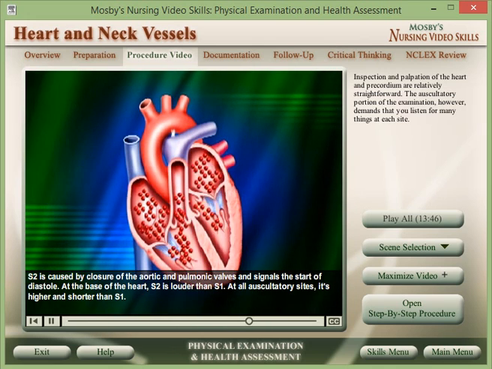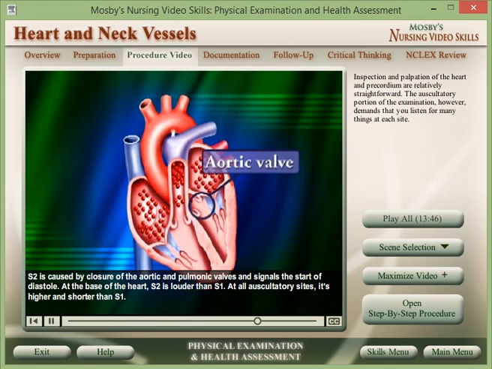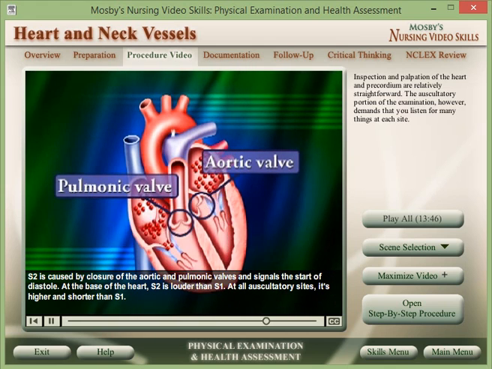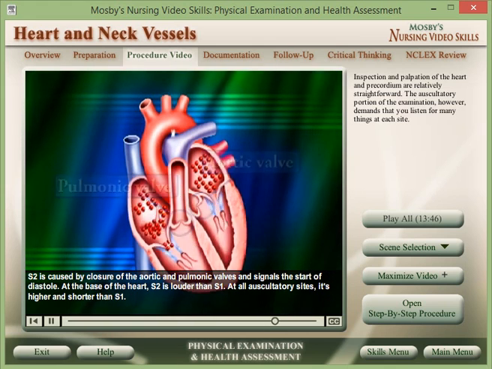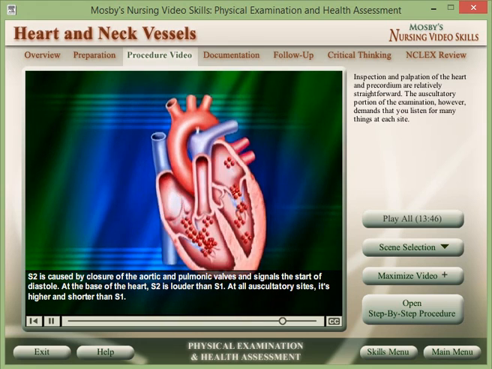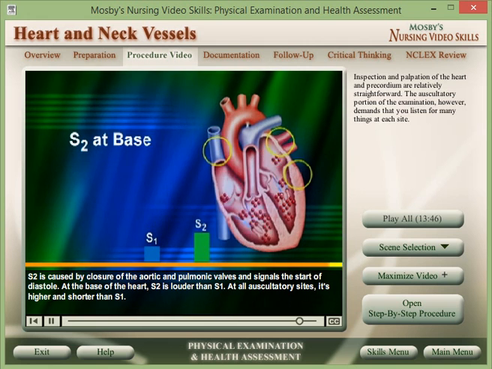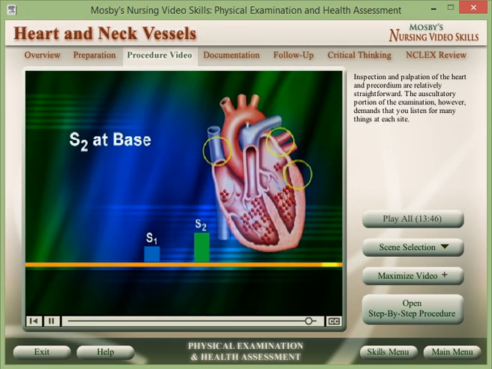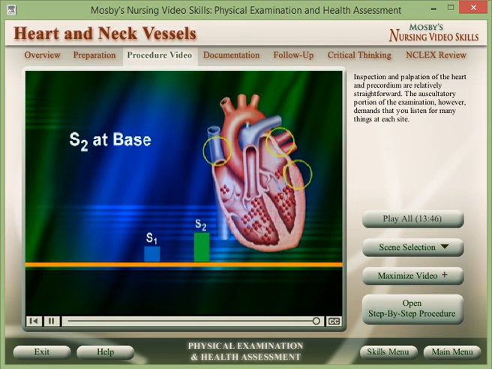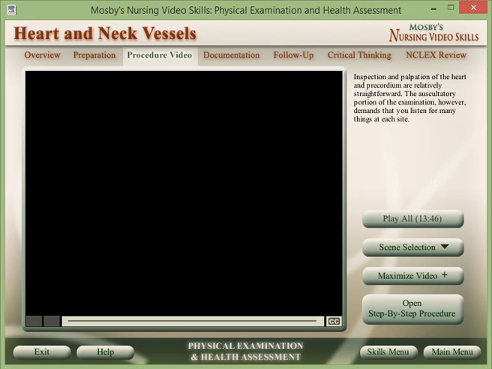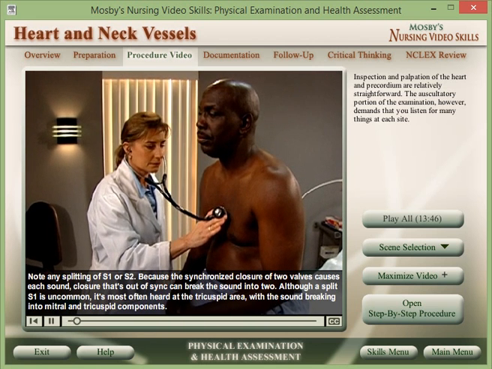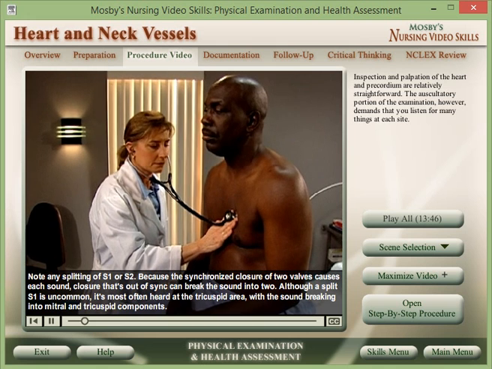S2 is caused by closure of the aortic and pulmonic valves and signals the start of diastole. At the base of the heart, S2 is louder than S1. At all auscultatory sites, it's higher and shorter than S1. Note any splitting of S1 or S2.